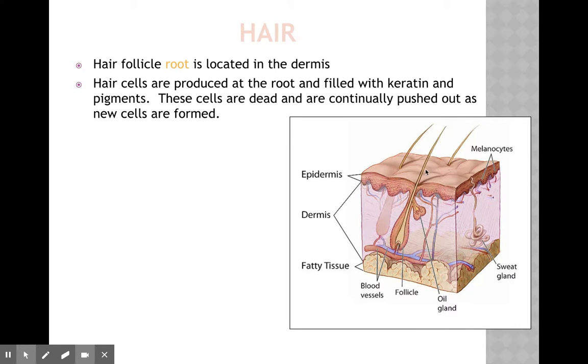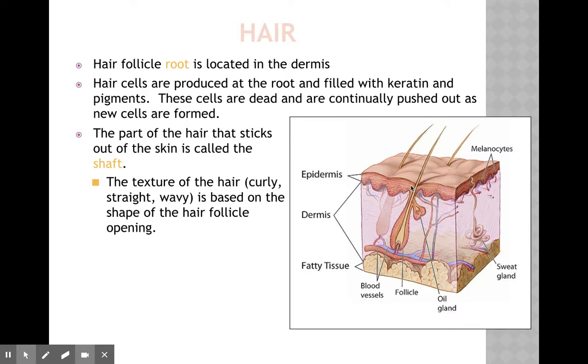So they're pushed up, up, up, up, up. The part of the hair that actually sticks out of the epidermis or above the skin is called the shaft of the hair, and we have varying lengths of those depending on where we're looking on our body. The texture of your hair, whether it's curly, straight, wavy, depends on the shape of the follicle. So the shape of this little opening on the surface of the skin actually determines the texture of your hair. All hair has the same texture at the root. It's when it gets out onto the surface of the skin that we actually see it exist with a certain texture.